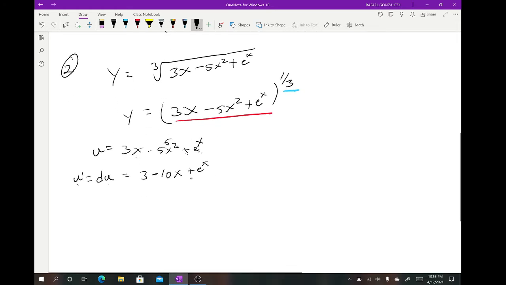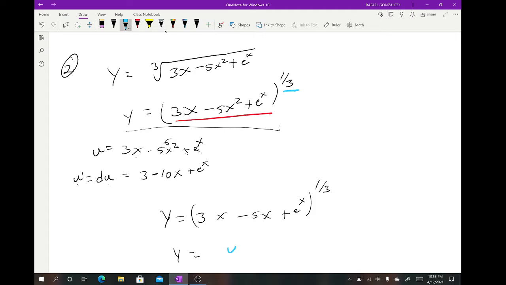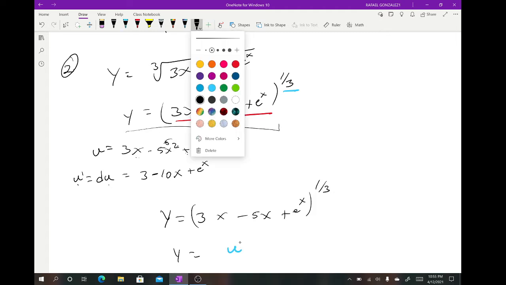Now we can actually move on and take this derivative. This derivative is going to be equal to, well, let me rewrite it first. That's 3x minus 5x squared plus e to the x, to the power 1/3. So by the general power rule, if I rewrite this, what I have is y is equal to u to the power 1/3.